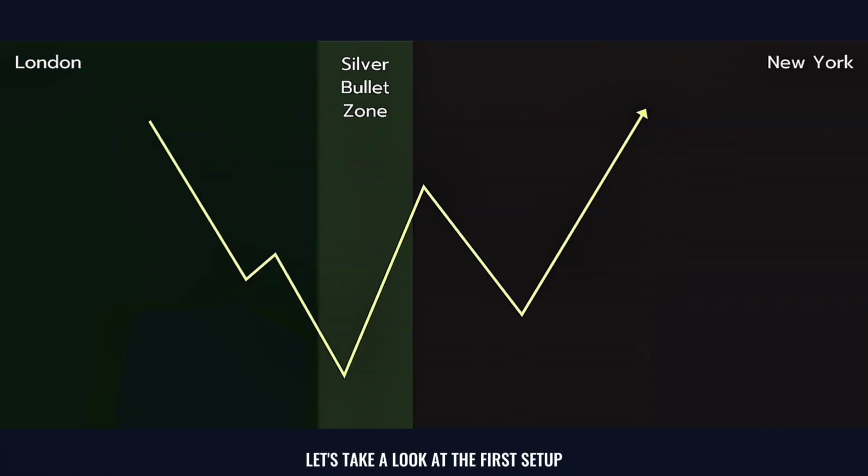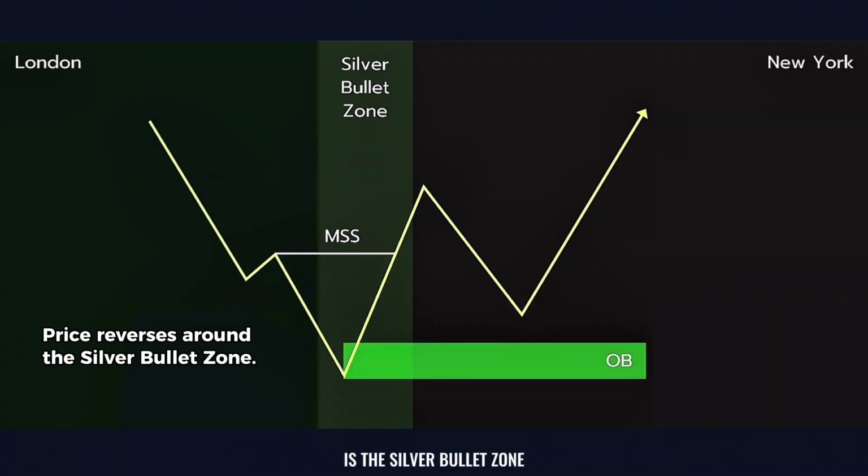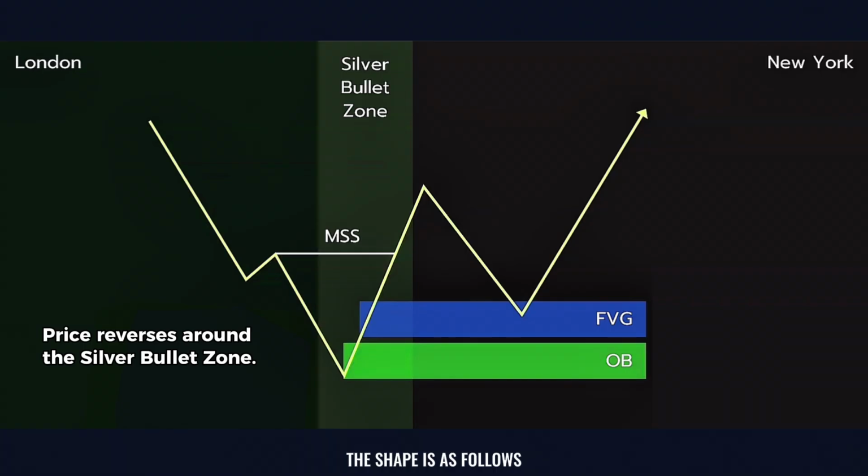Let's take a look at the first setup. The left hand is the London period. The right hand is the New York period. The area where they are intertwined is the silver bullet zone. The shape is as follows.